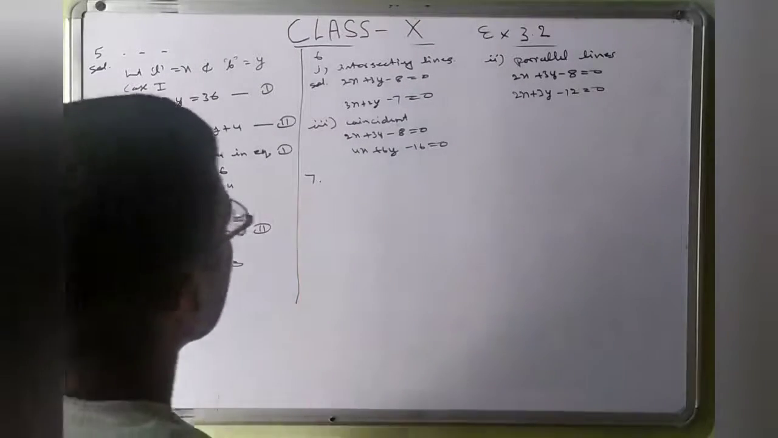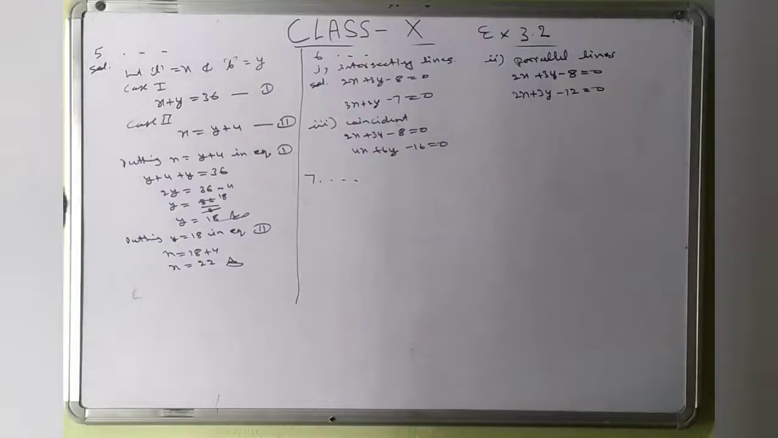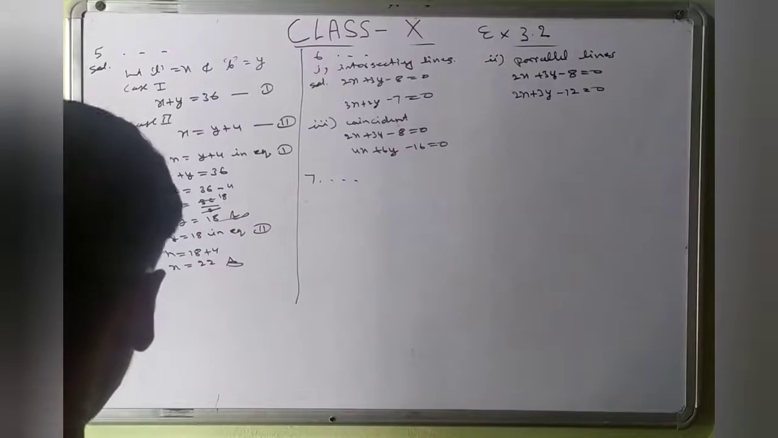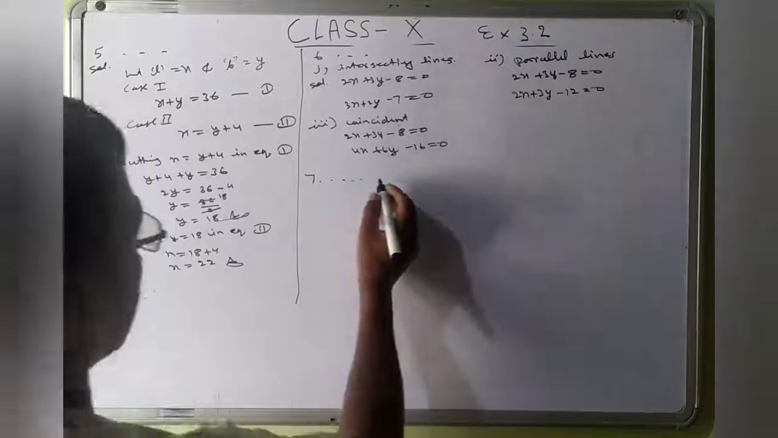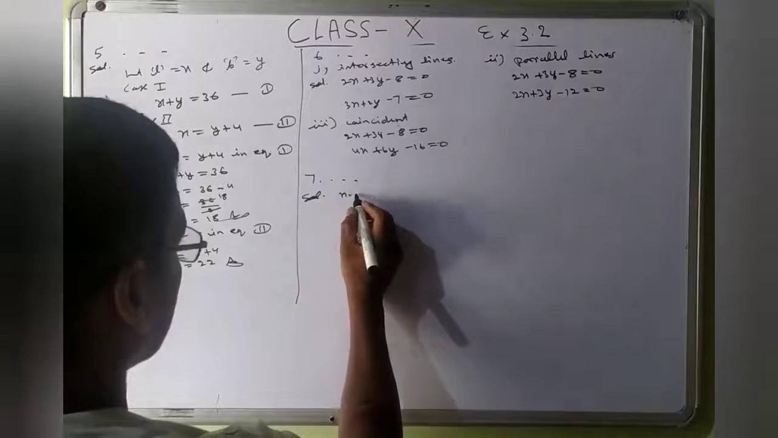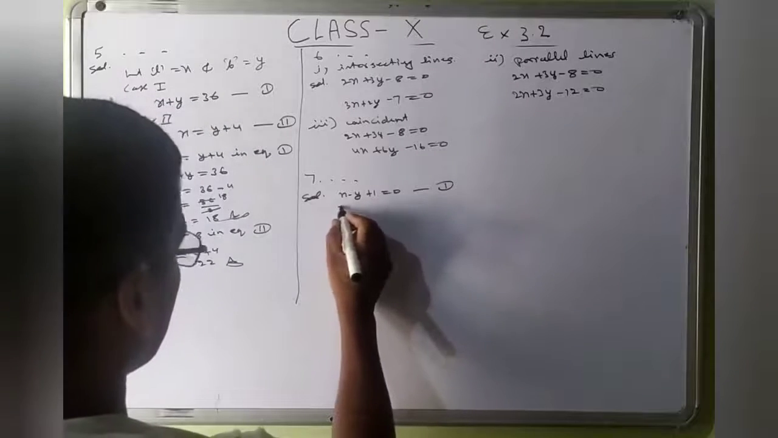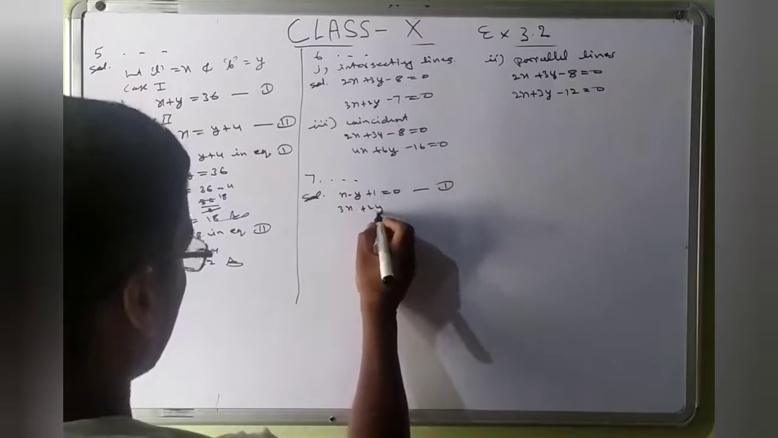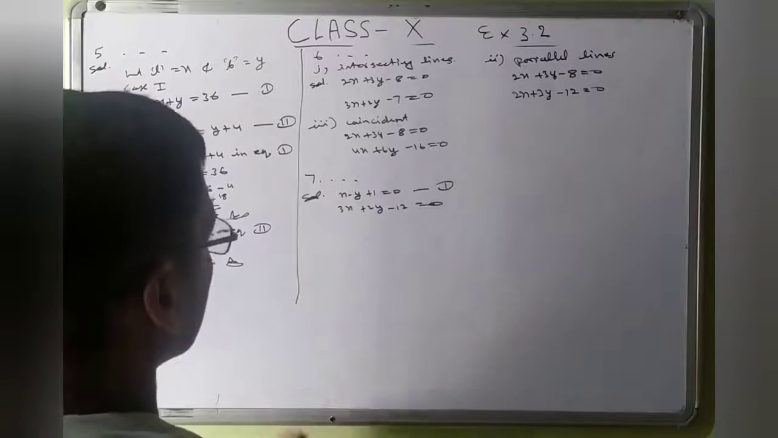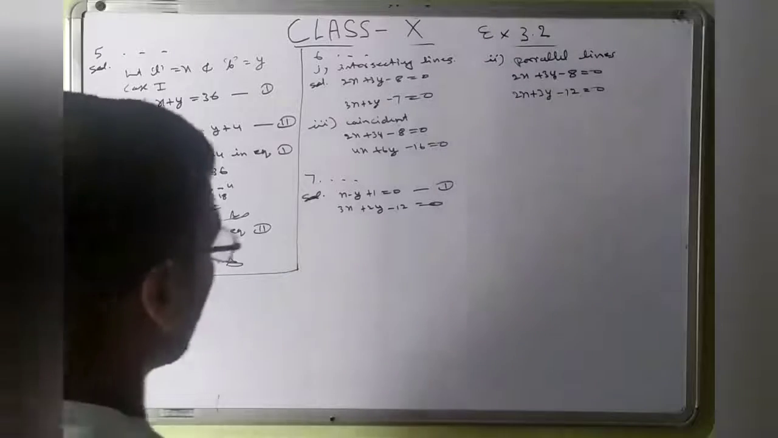Seventh question: draw a graph of these equations, determine the coordinates of the vertices of the triangle formed by the lines and the x-axis, and shade the triangular region. So first of all, x minus y plus 1 is equal to 0. This is the first equation. Second equation, 3x plus 2y minus 12 is equal to 0. By these equations we will draw the graph.